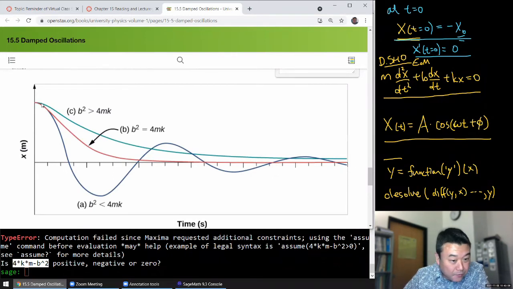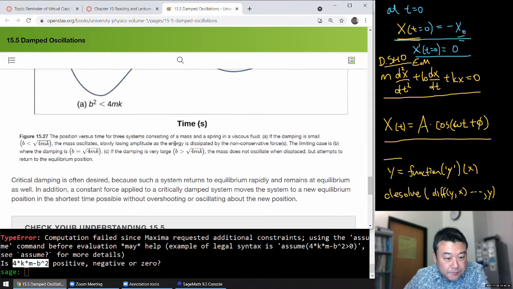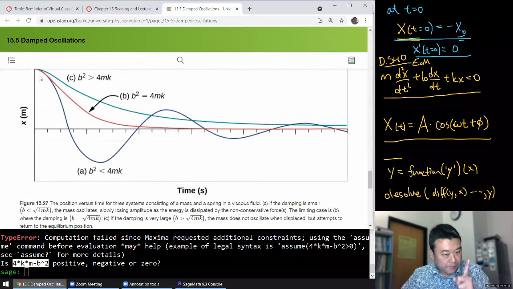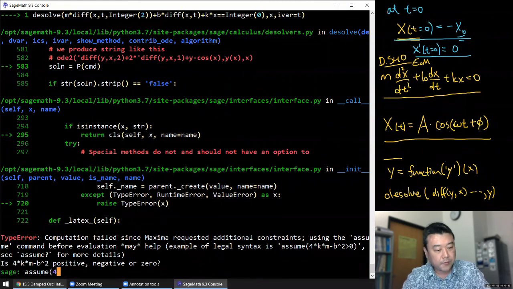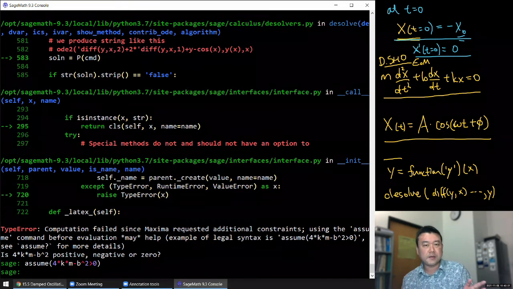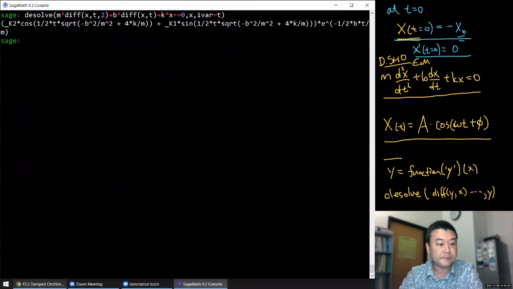So let's see if we can reproduce each of these plots. In order to reproduce the underdamped case, first we'll assume that 4 times k times m minus b squared is positive. That'll be, I hope, the underdamped case. So let's try to solve it again.